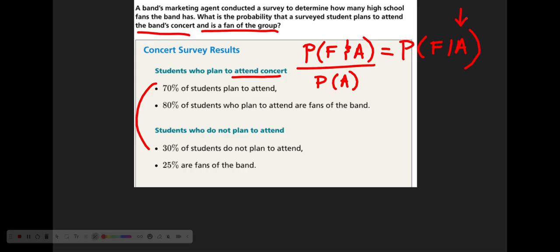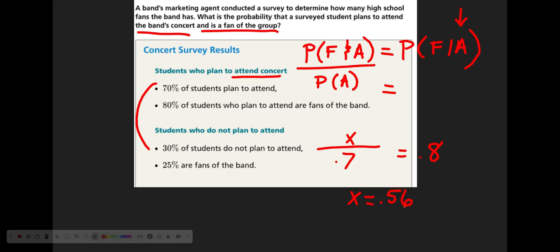So the probability that someone is a fan, given they plan to attend, here, let me write it down here, is 0.8. Okay. Now, we don't know the probability that someone is a fan and are going to attend, but we do know the probability that someone's going to attend. It's 0.7. So then to find our missing, you would multiply them, and that would give you 0.56.